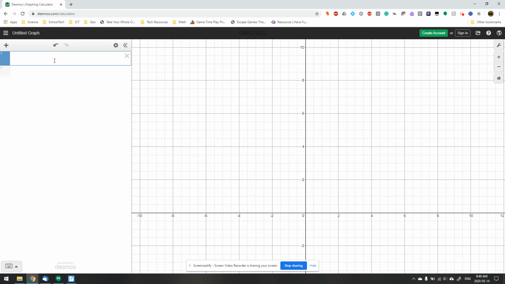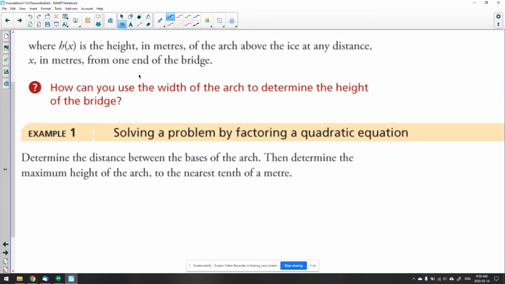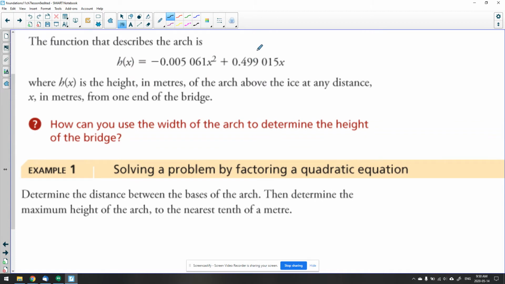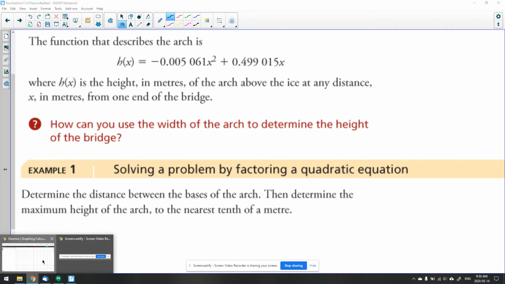Desmos seems to be a little more intuitive, and it requires fewer steps. So we're going to graph our equation given there, and then we're going to look for the distance between the bases of the arch, so the distance between our two zeros, our two x-intercepts, and then we'll find the maximum height using our maximum point. So let's graph it.